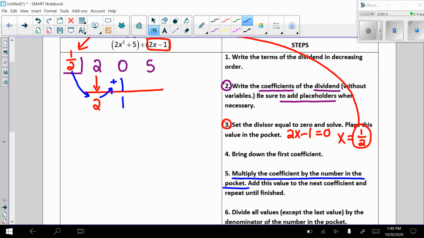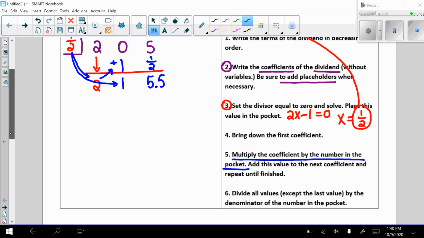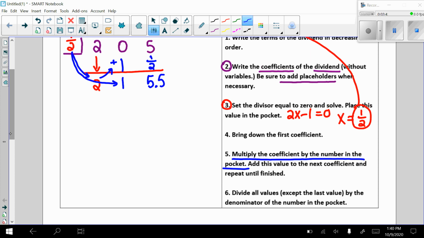And now we do that again. So we say 1/2 times 1 is 1/2, and we add down. So we get 5.5. Okay? We would keep doing that until we're done. So obviously we're done now. Some of these problems will be longer. And what we have to do at this point is divide all values except for the last one. So sometimes I take this last one, I put it out here because that's actually our remainder.